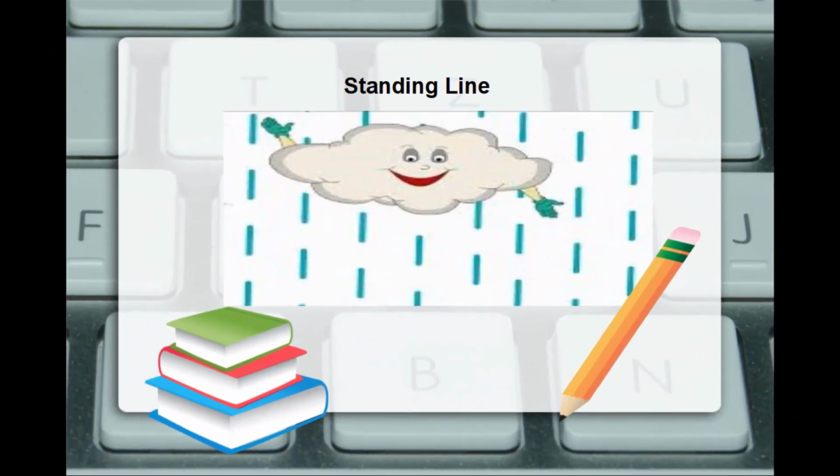Coming to the first pattern, that is standing line. Can you see a picture? Yes, what is there in this? There is a cloud and it's raining. Am I right? Yes. How are the raindrops falling? Yes. They are falling in a standing line pattern. Now we are going to learn how to write the standing lines.